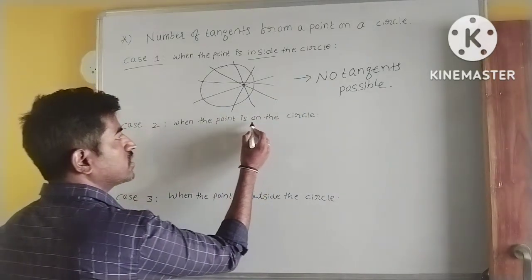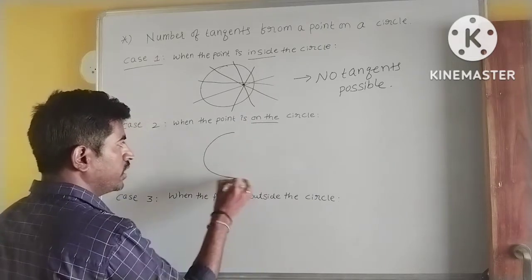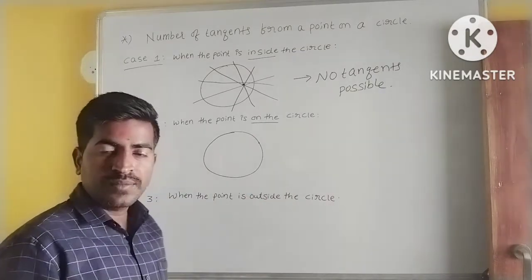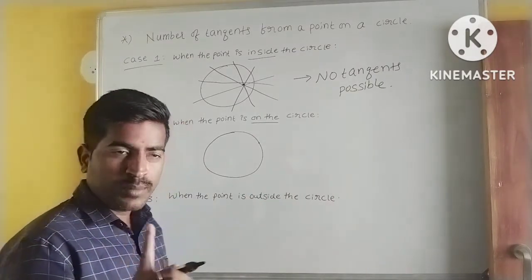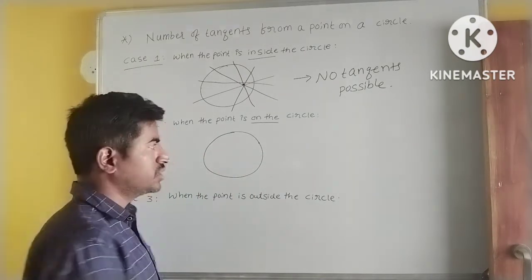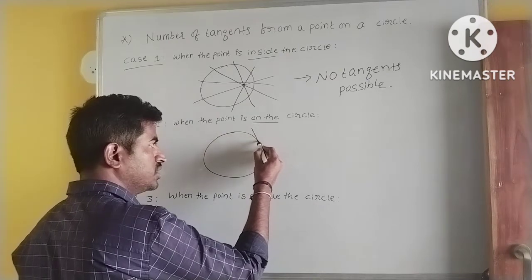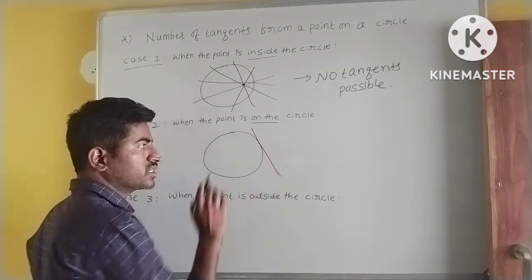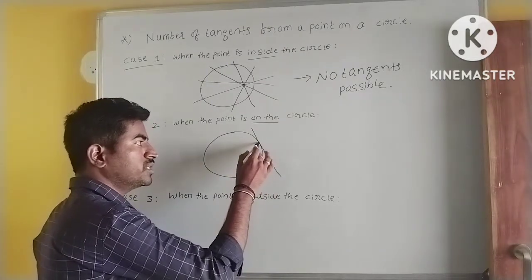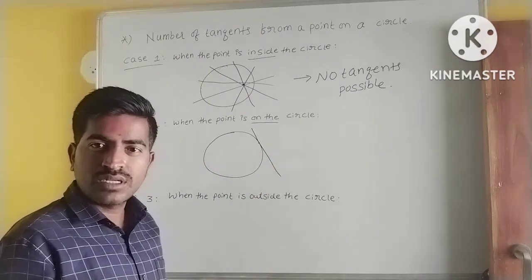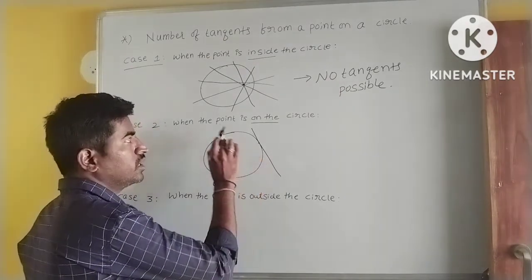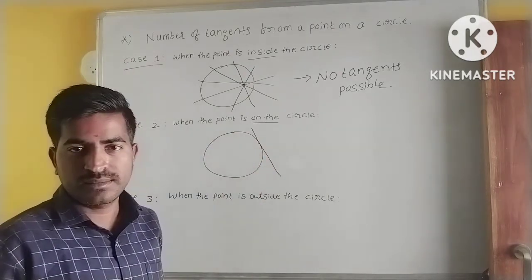When the point is on the circle, how many tangents are possible? As I said, there is only one common point between a line and a circle. That line is called a tangent. So here I can draw a tangent like this by using this point. This is called the common point, right? But from this point, is it possible to draw some more tangents? Not at all possible. Only one tangent is possible when the point is on the circle, right?